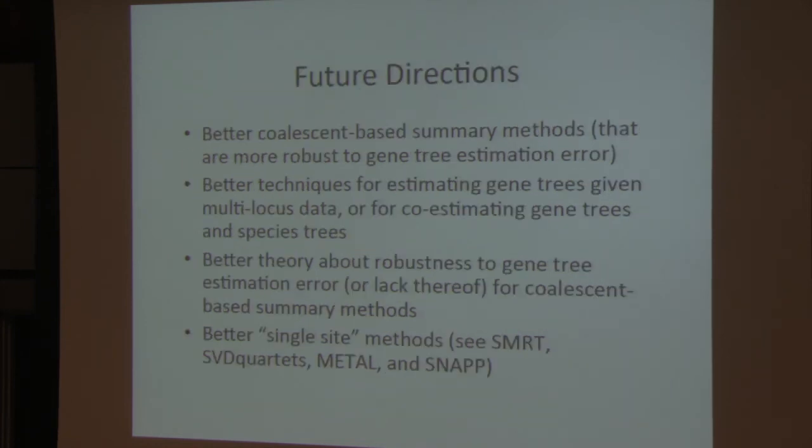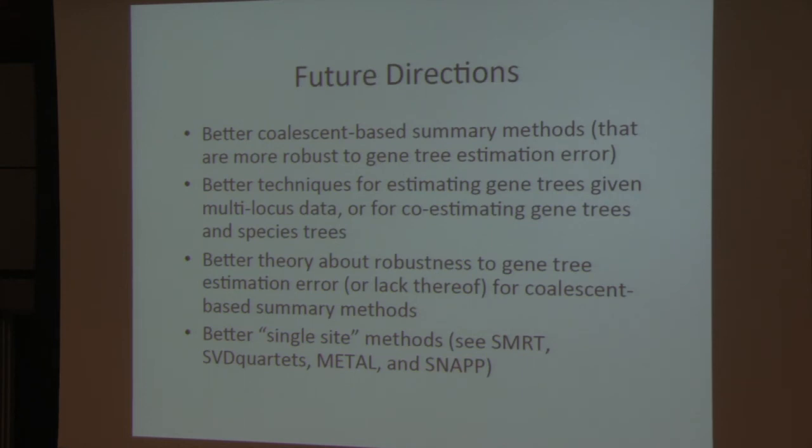So, future directions. We need better coalescent methods that are more robust to gene tree estimation error. We need methods for co-estimating gene trees and species trees that are actually scalable, because right now they're not. We need better theory about the impact of gene tree estimation error. Like maybe we could say, if your error follows this model, then with enough data you'll have predictable amounts of error, and you'd be able to locate where that error is. That would be nice, but we don't have any such theory. So better mathematical theory would be good.